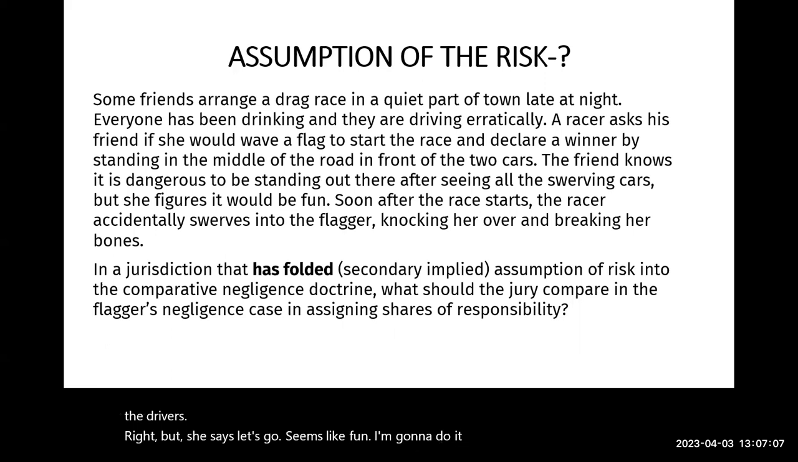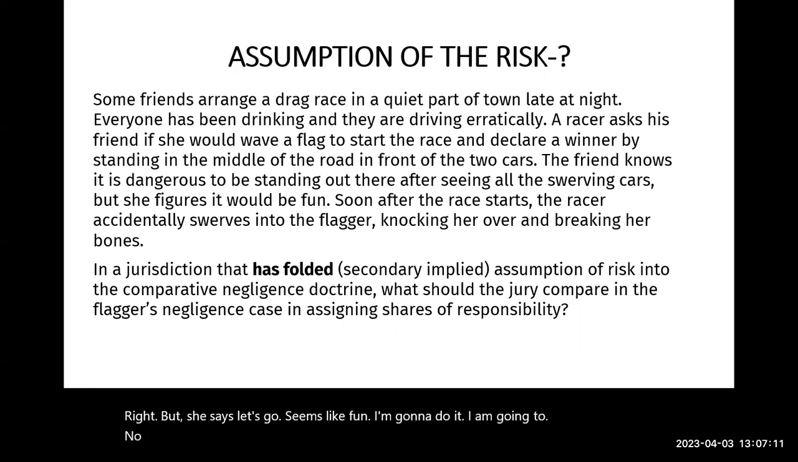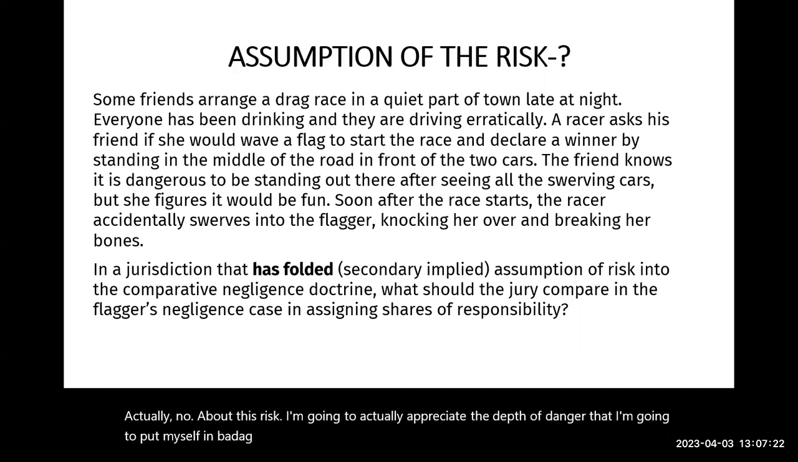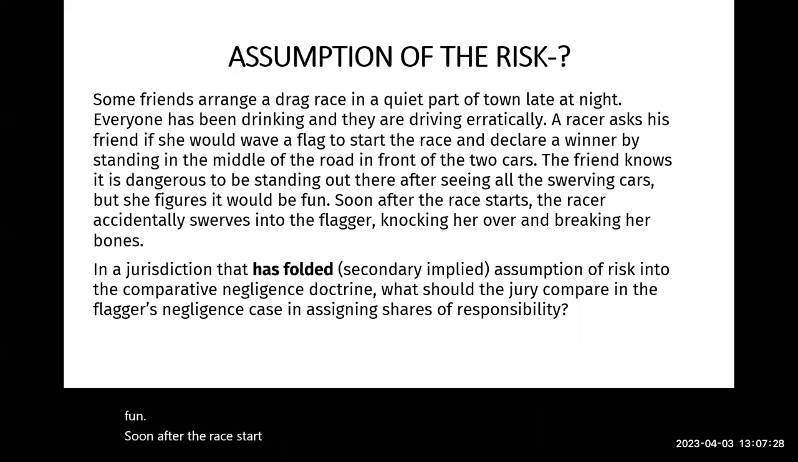I am going to actually know about this risk. I'm going to actually appreciate the depth of danger that I'm going to put myself in. But dag blabbit, I'm going to do it anyway because it seems like it's going to be fun. Soon after the race starts, the racer accidentally swerves into the flagger, knocking her over, breaking her bones.